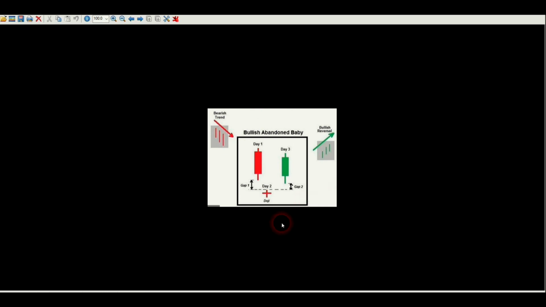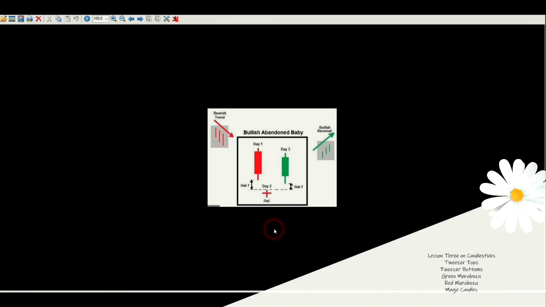So those are your candlesticks for this lesson. In the next lesson, I'm going to discuss tweezer tops, tweezer bottoms, green Marabuzo and red Marabuzo candles, and also magic candles. So look out for that.